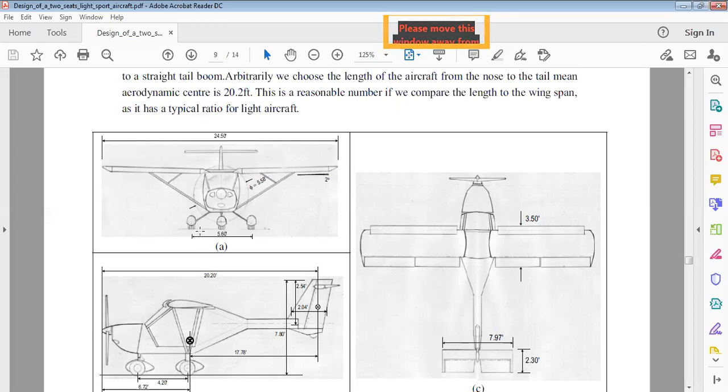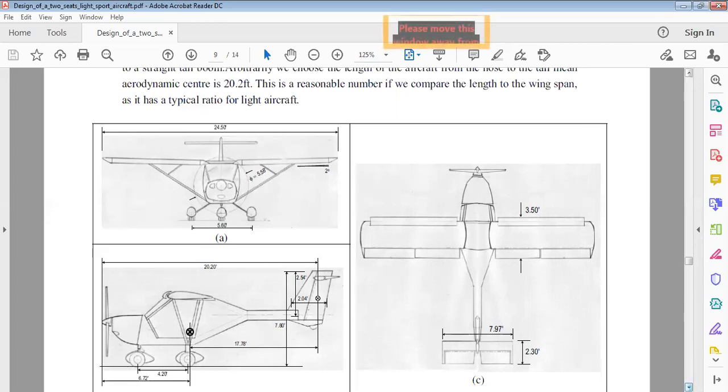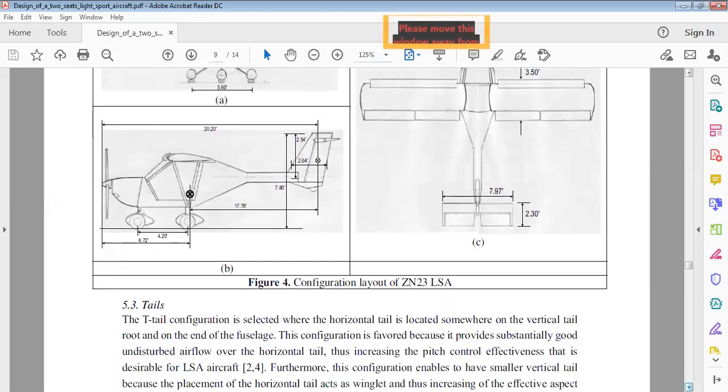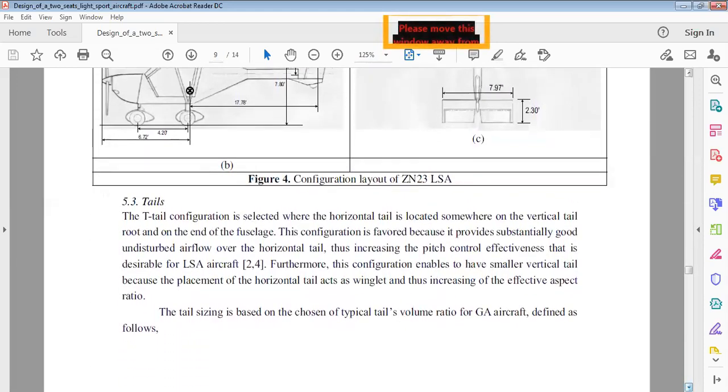Just go for the LSA, light sport aircraft, and this is the wingspan of 24.5 feet. You can see this is the strut that we have given. So all the dimensions are given. Please design accordingly. Okay, so this is the configuration layout of the ZA230 LSA, and tails.